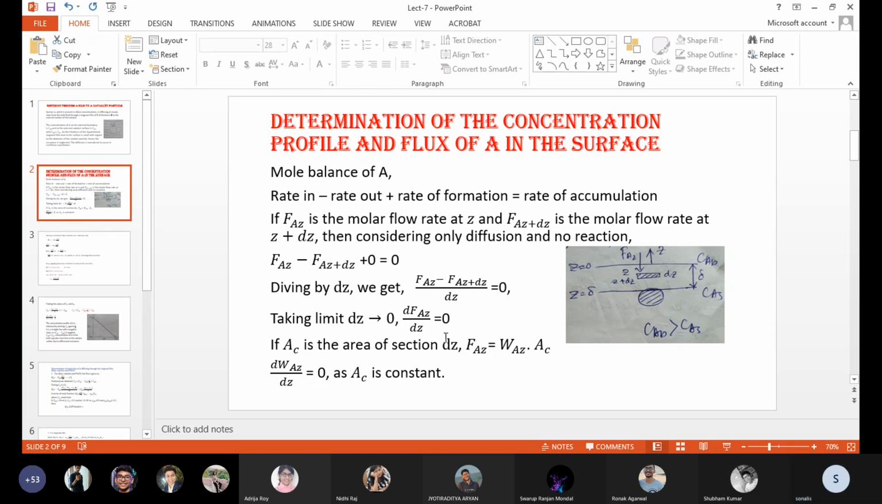Now, instead of FAz, if we put WAz AC, it becomes d(WAz)/dz is equal to 0, as AC is constant. This rectangle's area is constant. So from dFAz/dz is equal to 0, we are getting dWAz/dz is equal to 0. This is flux.